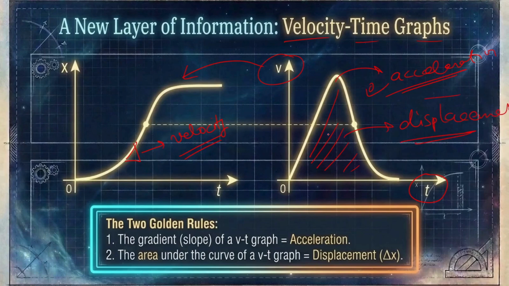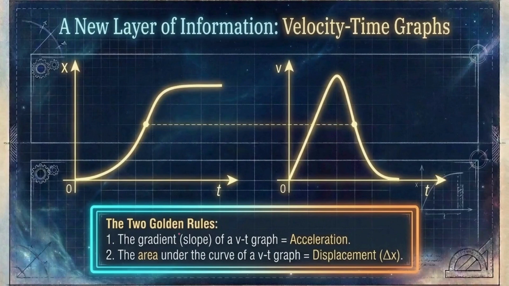Now the two golden rules. The gradient, meaning the slope of the velocity time graph, shows acceleration, and the area under the curve of the v-t graph shows displacement.